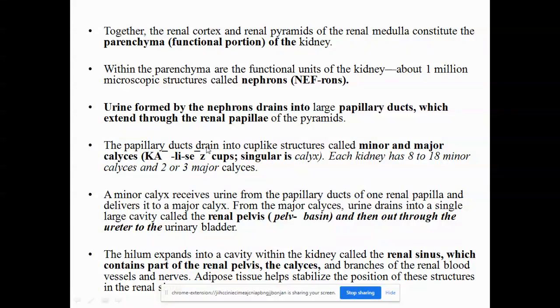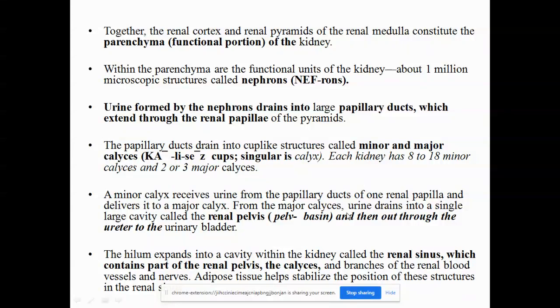The papillary duct drains into cup-shaped structures called the minor and the major calyces. Calyx is singular. Each kidney has around 8 to 18 minor calyces and 2 to 3 major calyces. What is a minor calyx? A minor calyx receives urine from the papillary duct of one of the renal papillae and delivers it to the major calyx. This is the route of the flow of the urine.